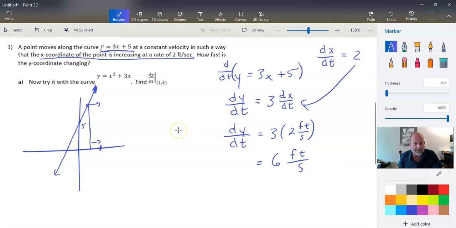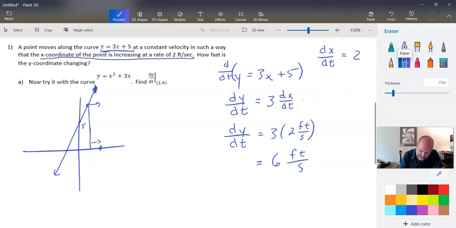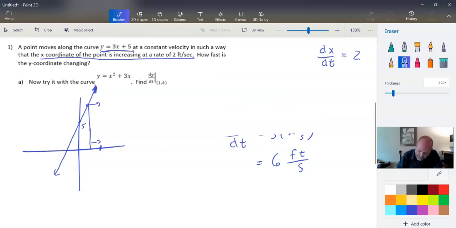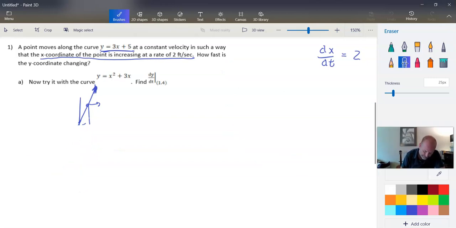Right? It's fairly straightforward. Now let's look at the second one here, because you notice it's asking the question a little bit differently. So we can keep that dx/dt is equal to 2. So I'm going to keep that up there. I'm just going to move this out of the way, and we are going to be changing which curve we're doing.